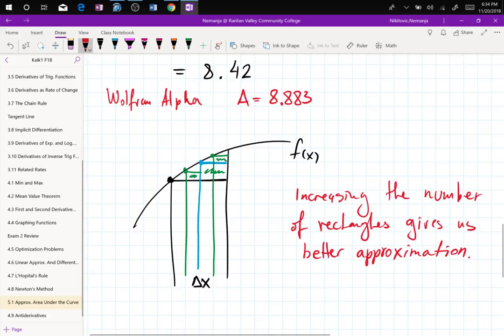Good. Can I achieve exact? The answer is yes if I use infinitely many rectangles, because infinitely many rectangles will be infinitely thin and they would fit everywhere without error. Therefore, when you add all of those infinitely thin ones, which we are going to do tonight, so don't worry, relax.